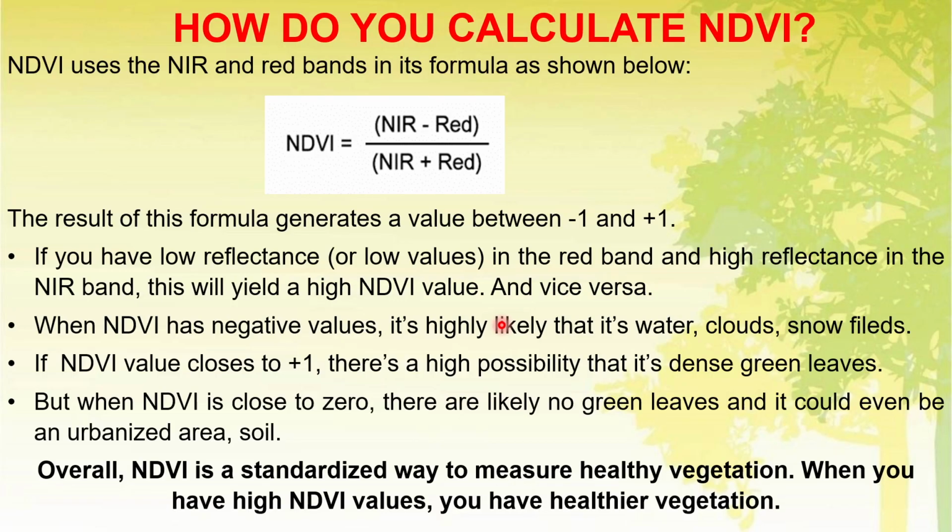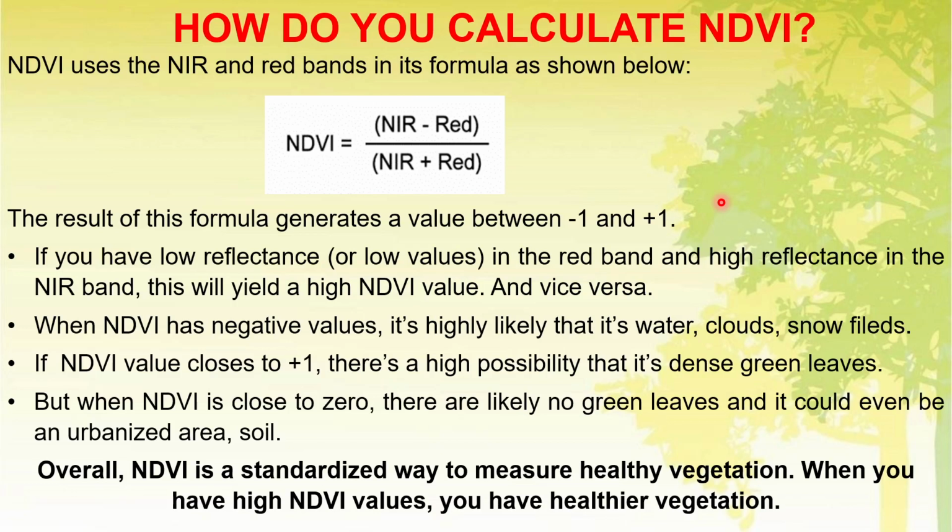So this is the formula of calculating NDVI. NDVI is NIR minus red over NIR plus red. So the DN value of NIR minus red, divided by NIR plus red. And the value of this formula comes between -1 to +1.